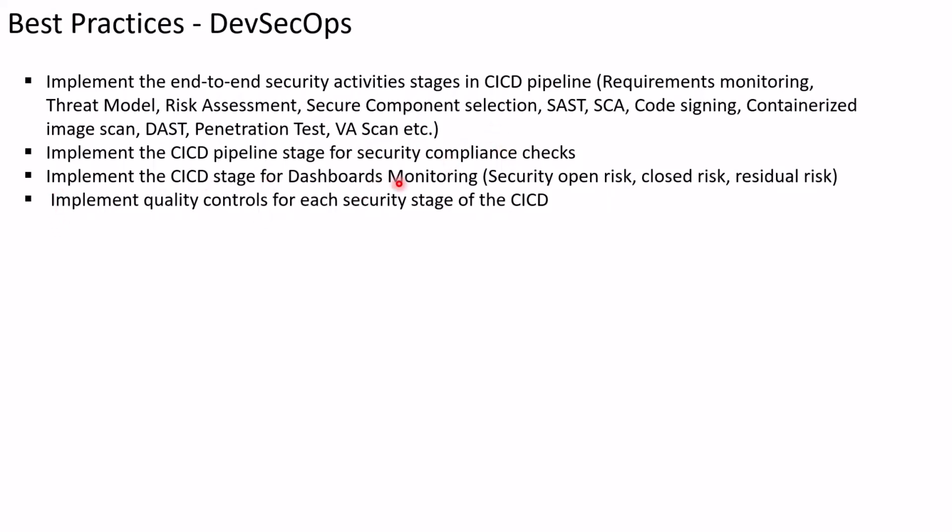Implement CI/CD pipeline stages for security compliance checks also. Implement a CI/CD stage for dashboard monitoring, like security, open risk, closed risk, residual risk. These statuses also we can monitor in the CI/CD pipeline itself. Implement quality controls for each security stage of the CI/CD. Those quality controls also we can implement. This is also one of the best practices in DevSecOps.